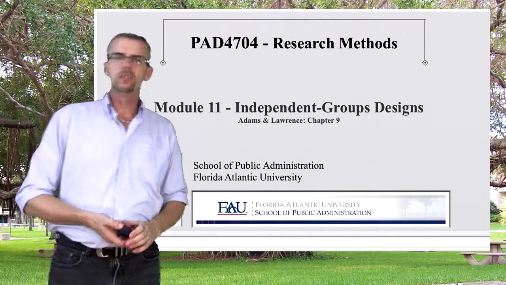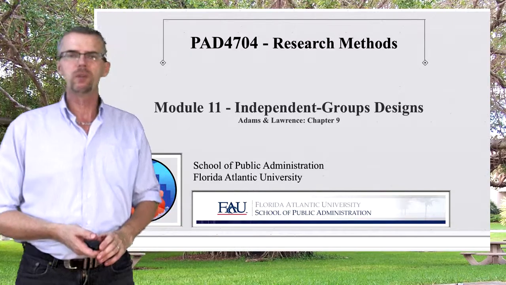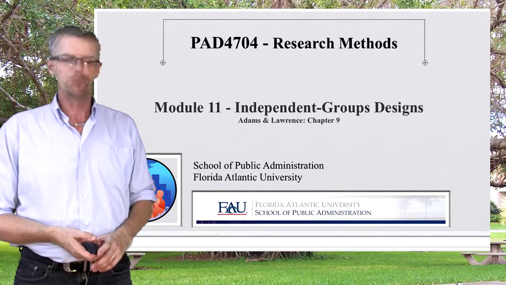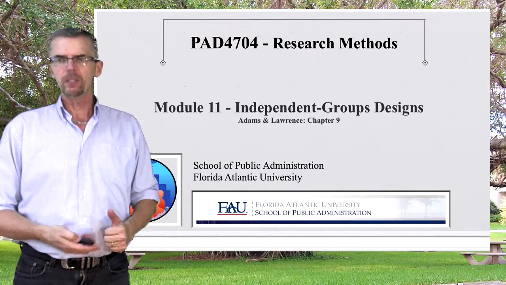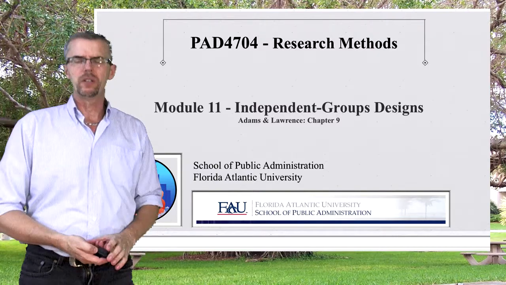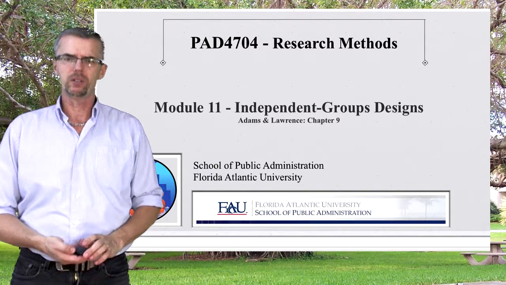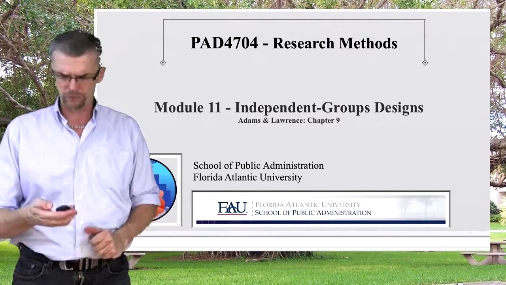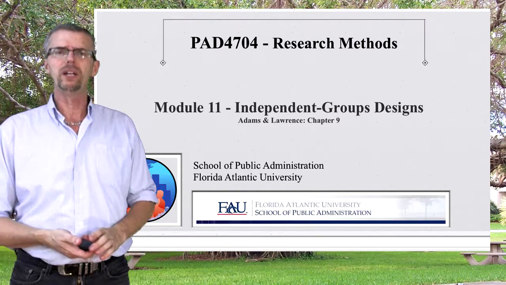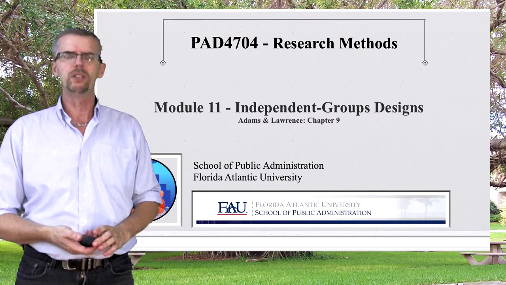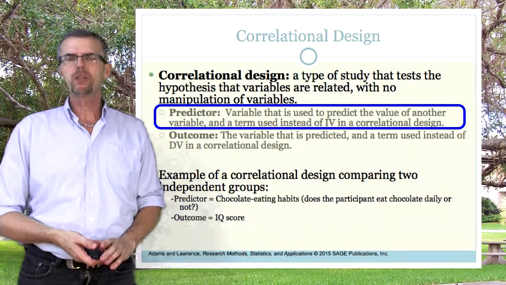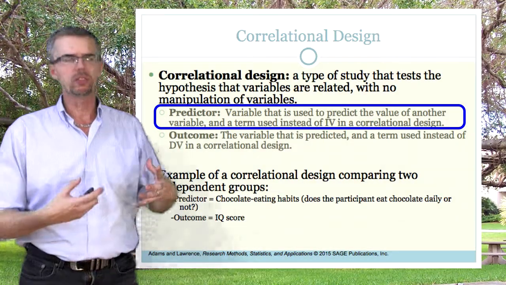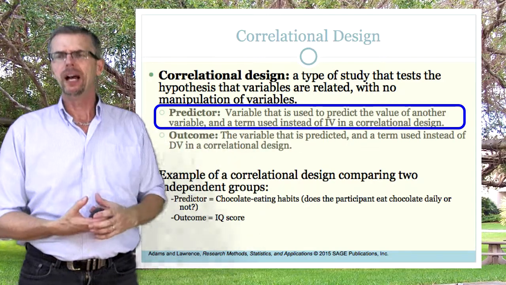Hello students, this is Module 11, which covers Chapter 9 of the Lawrence and Adams textbook, and it's about independent groups designs. There's a large section of this chapter as it relates to one-way ANOVAs that we're not going to cover, so watch carefully towards the end of the video for the pages of the textbook that you do not need to read. Chapter 9, Module 11, begins with this talk of correlational design.